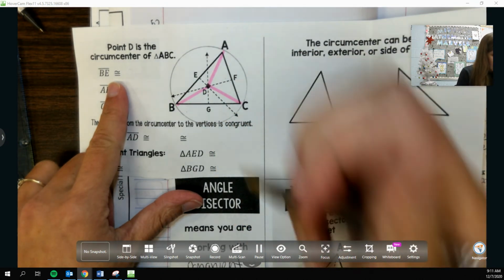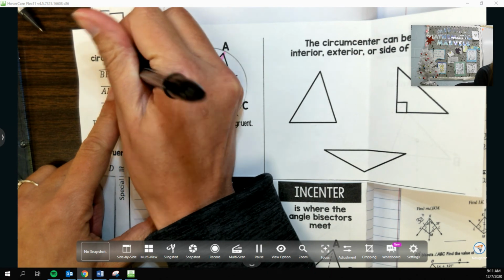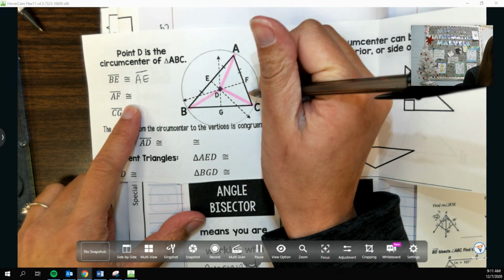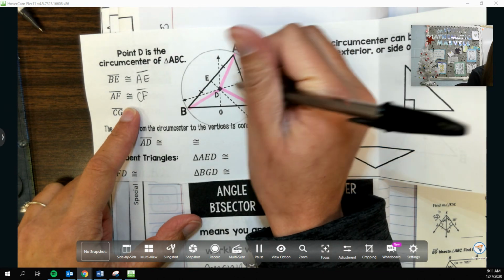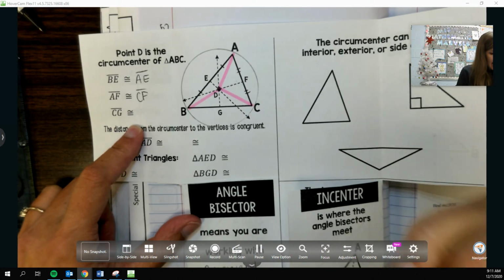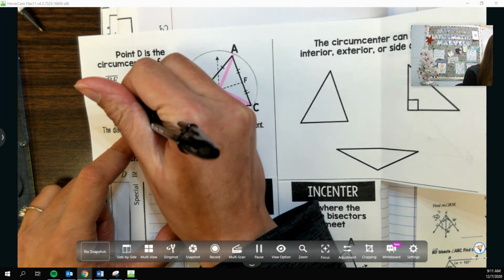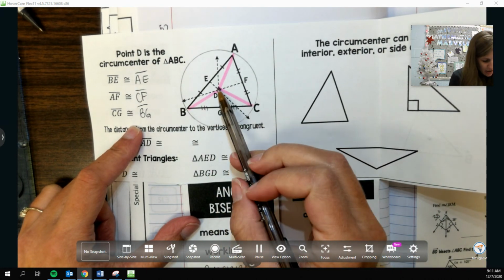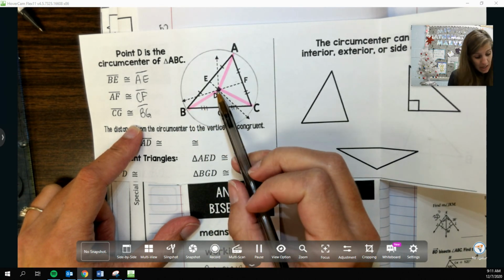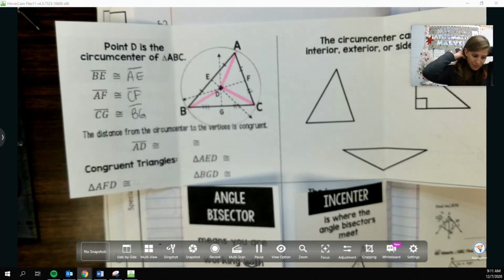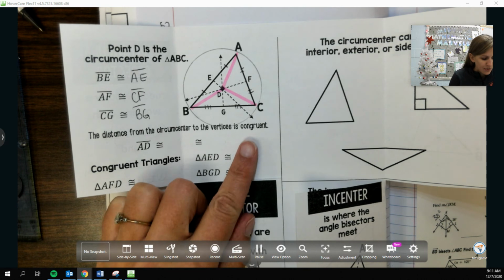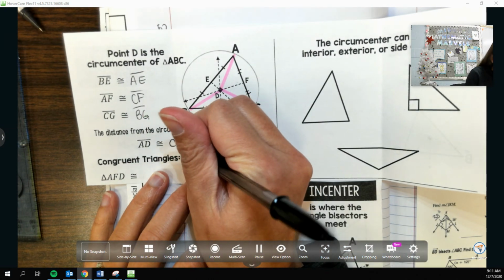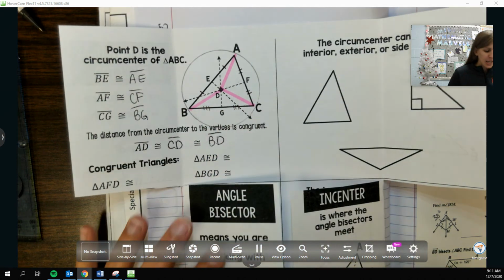That means that BE is congruent to AE, and that's because we constructed perpendicular bisectors, and so these parts are the same. Also, AF would be congruent to CF, again, because these lines that we drew were perpendicular bisectors, and CG would be congruent to BG because it's a bisector. And that's helpful because we get these little congruent triangles in here that show me that, and really they're right triangles, these hypotenuses would all be the same. So the distance from the circumcenter to the vertices is congruent. Again, that's saying if I were to walk from A to D or C to D or B to D, I would always walk the same distance.